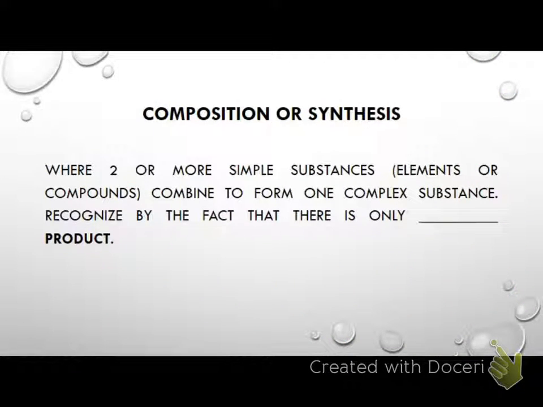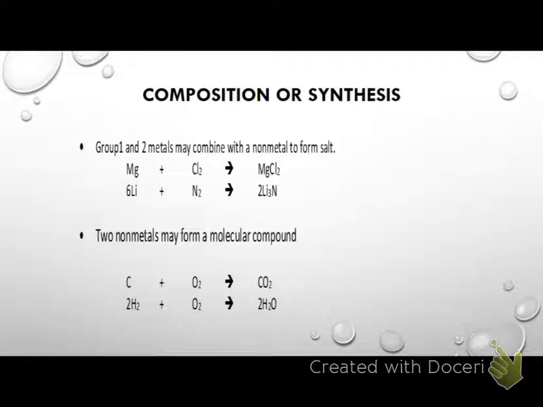All right, so a little more detail about composition or synthesis is where two or more substances, elements or compounds, can combine to form one more complex. And again, we're always going to recognize that by the fact that we will have one product when we are finished. Okay, so let's talk about the examples in your notes. These are listed there for you to know what these things can form. So when you're going through these problems of predicting what they're going to make, please refer back to this. There's no way for you to know this without having these guidelines.